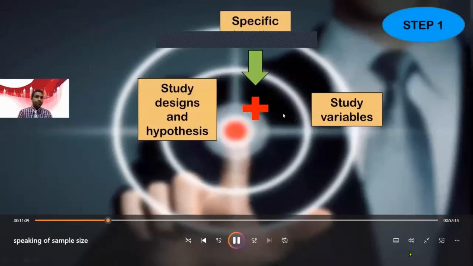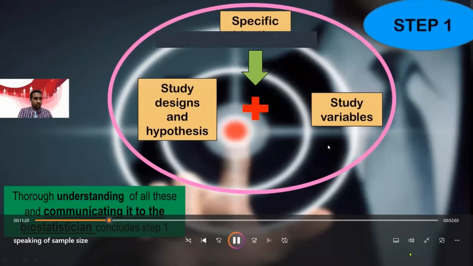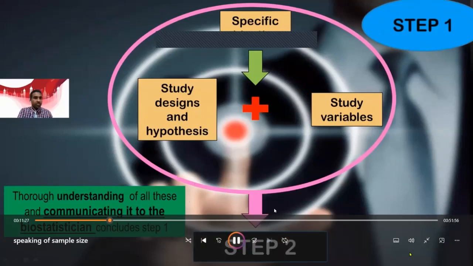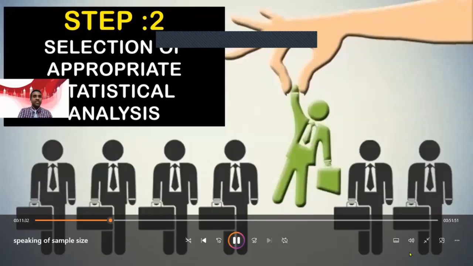Now, summing up, you have your specific objectives along with your study design, hypothesis, and study variables. All these things conclude your step 1. Now, if you're going to communicate these steps to your biostatistician, he will go for step 2. Remember, step 1 is very important and step 2 is very easy.